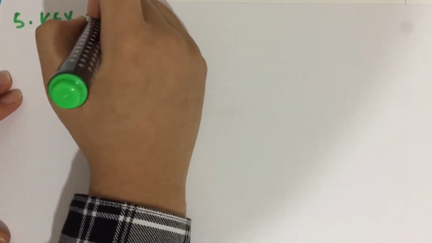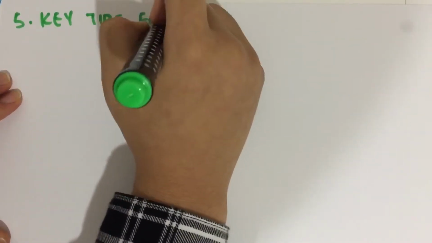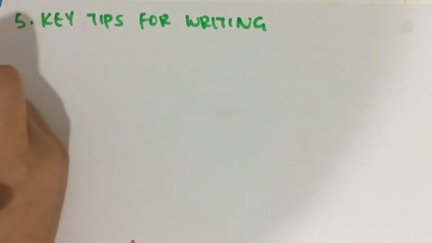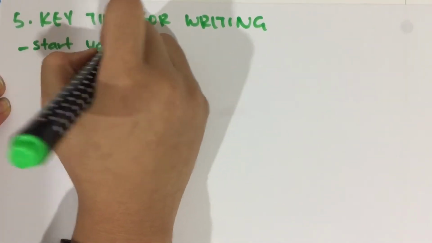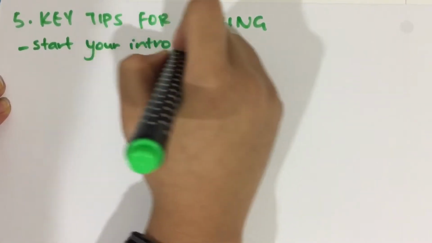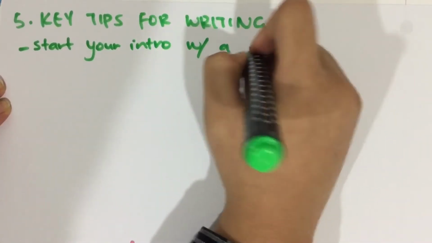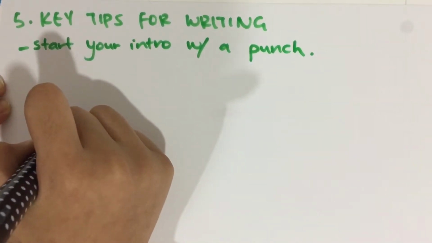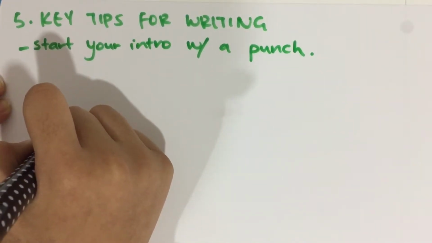Now I'll just go over some key tips for writing your essay. Start your introduction with a punch. You want to have an opening statement that will shock and immediately engage the reader. Quickly introduce your topic and how it is relevant to your target group, bringing up the points you'll make and making sure you don't drag your introduction on for sentences and sentences. You want it to be short and concise.